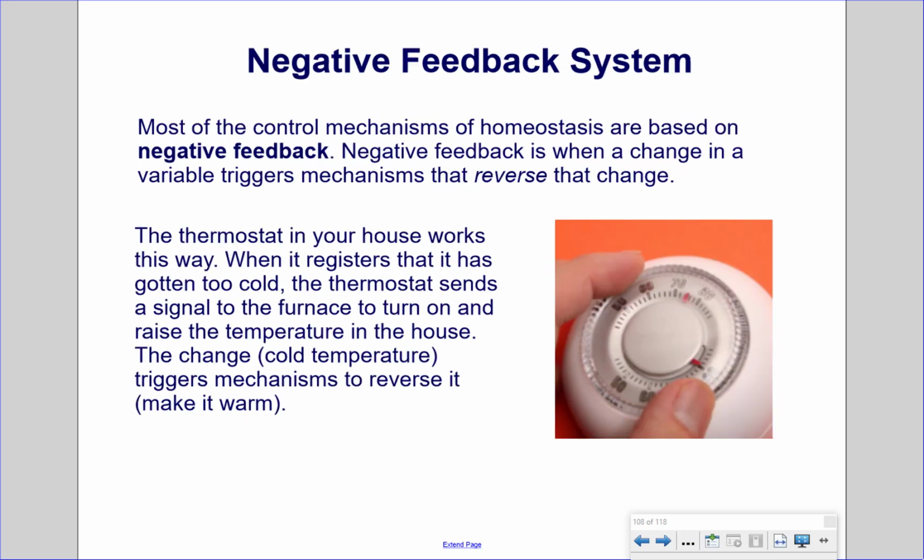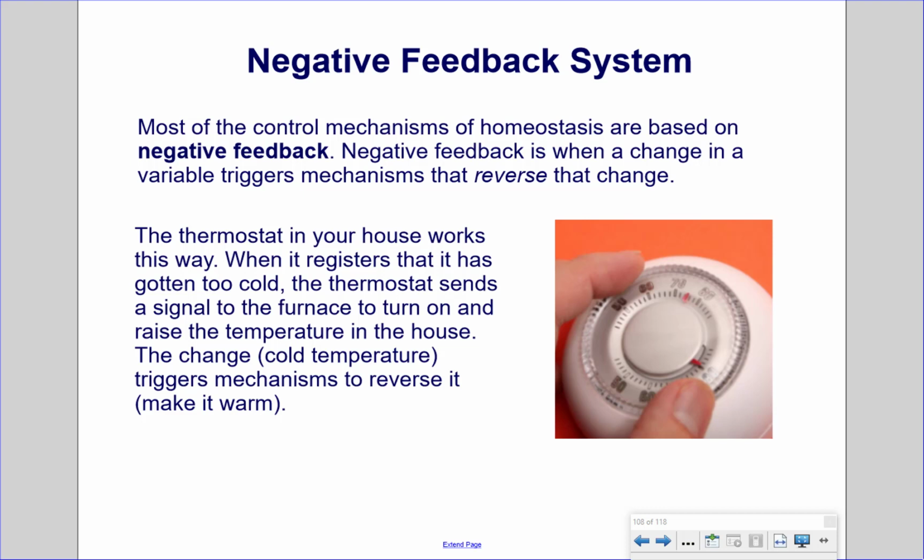Negative feedback system. Most of the control mechanisms of homeostasis are based on negative feedback. Negative feedback is when a change in a variable triggers mechanisms that reverse that change. The thermostat in your house works this way. When it registers that it has gotten too cold, the thermostat sends a signal to the furnace to turn on and raise the temperature in the house. The change, cold temperature, triggers mechanisms to reverse it, make it warm.